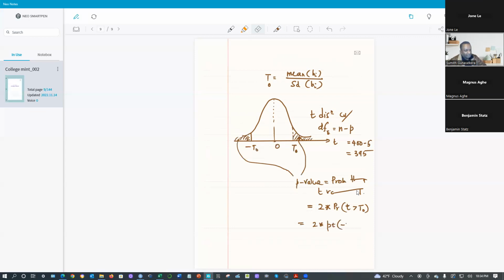I'm sorry, p-values. I think I didn't write this. P-values: the probability of values more extreme than T0. That's the probability, the p-value.